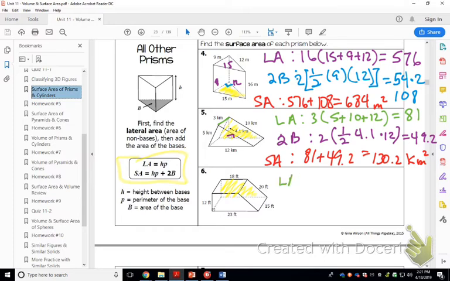So let's do our lateral area. Okay, the distance between the two bases: 15. Excellent. You guys are getting this, aren't you? Now, what are we going to add for the perimeter? 12, 23, 18, and 20. Okay, so there's your 4 sides of your trapezoid. 70.